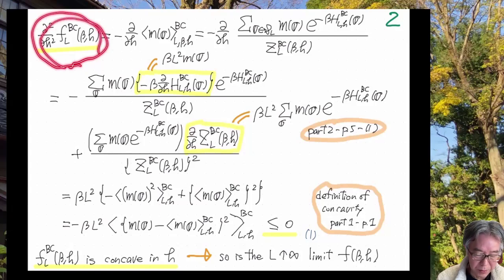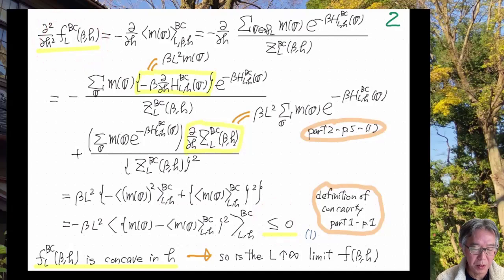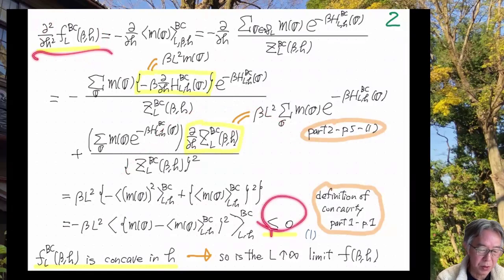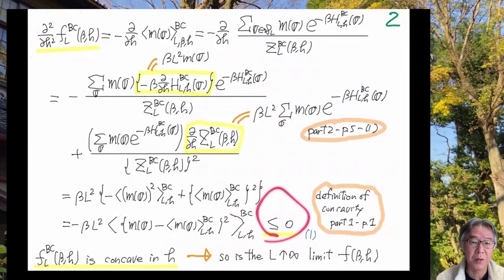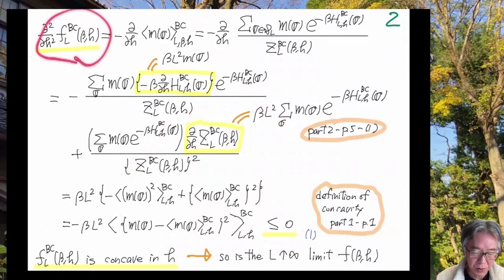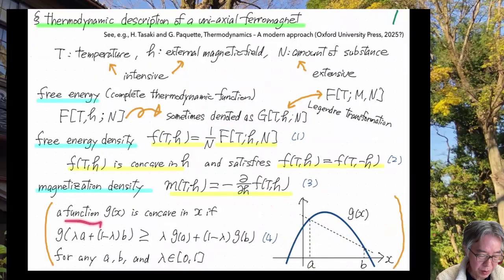The second derivative is less than or equal to 0. And this means that this f is concave in H. Okay, so I think this is the standard definition of concavity you learned in many classes. But then if you know that this function satisfies this, then we know that it is concave in a more rigorous or more abstract definition.